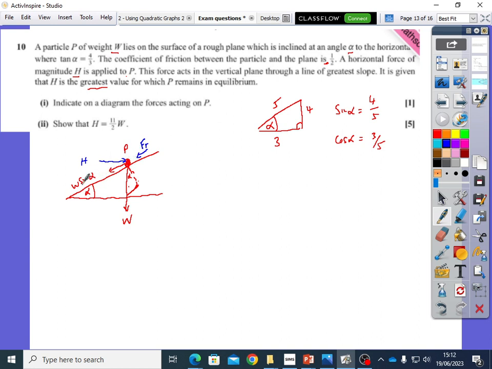Okay, so you've got the weight on the slant, you've got friction going down, and H pushing it. I'm just going to put one more force, which is from here to here, an arrow going up. This is called a contact force. So that is the contact force at P from there. Okay, so I've got all the forces I need acting on this particle P. So let's have a look.